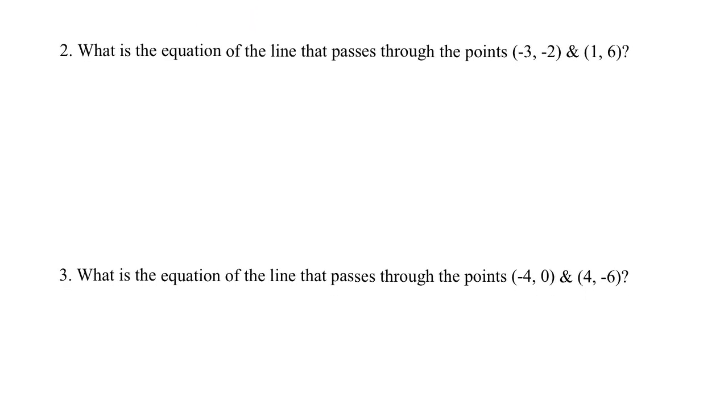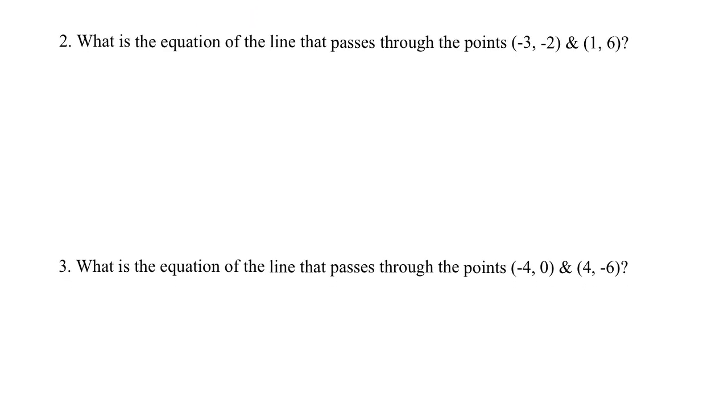All right, 2 and 3 are again those review questions for slope and equation of a line, just to get you guys prepared for what's coming up. So in both of these questions, we are asking for the equation of a line that passes through 2 given points. So in number 2, we have -2, -3, and 1, 6.